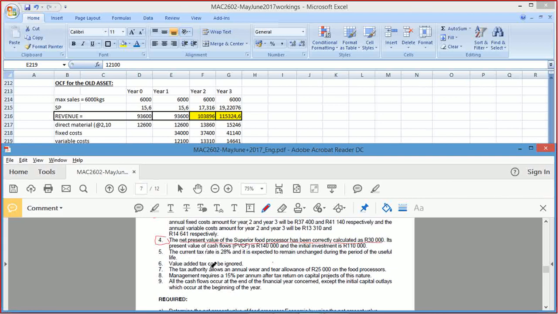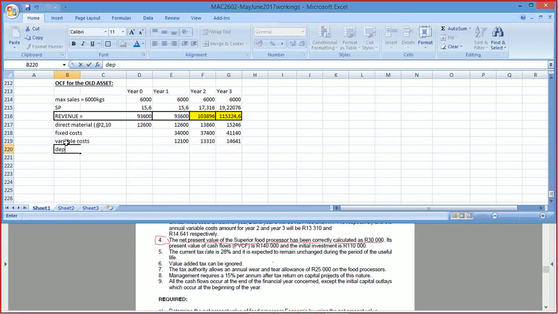Point number 4 we read. Point 5 talks about tax, value-added tax, wear and tear allowance on the food processor. That's important. The annual tax, that's wear and tear allowance though. That's your tax allowance that you would get on the actual asset. You do have to provide for depreciation though. Depreciation, which is the wear and tear, was how much? 25,000.